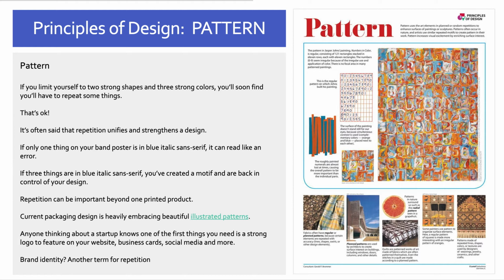Okay, pattern. So if you limit yourself to 2 strong shapes and 3 strong colors, you're going to have to repeat things. And you want to limit yourself. I'm not saying only use 2 shapes, but what I'm saying is don't use every shape there is. And you want to limit your palette, because it keeps you from overwhelming your viewer. And so say you've decided you're going to go with an oval, a big oval, a small oval, and a triangle. And then you're going to use orange, teal blue, and red.